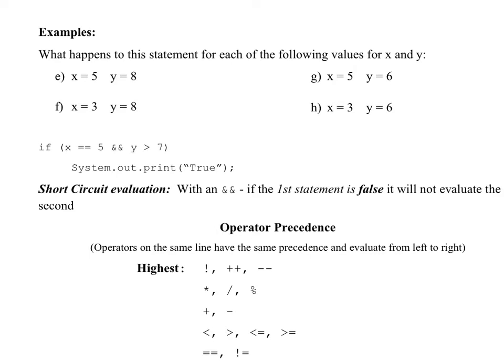All right, so same thing, but this time we're doing it with an AND. So if x is 5, y is 8, they're both true. True and true is going to output true. So for this one here, x is 3, so 3 is not equal to 5. So this one is false.